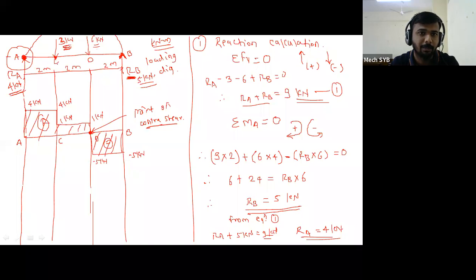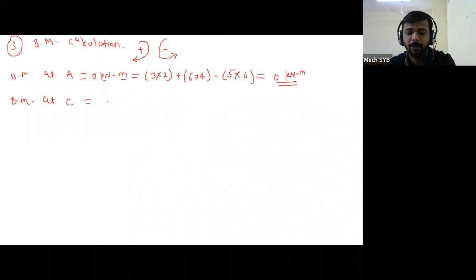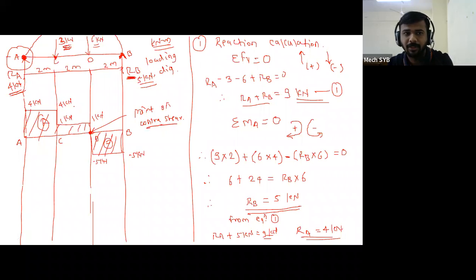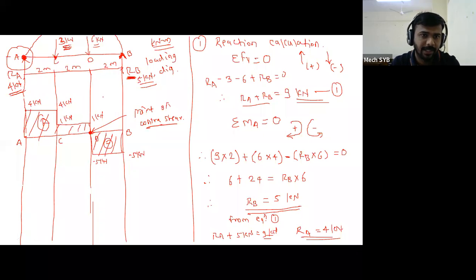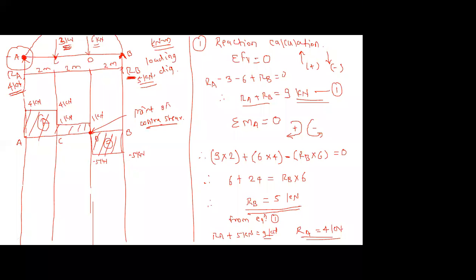While calculating shear force at point C, while calculating shear force at point D, we have taken only left side forces. We have not taken any right side force. The same we have to apply for the BM calculation also. So BM at point C, only one force is there, that is RA. So what is the value of RA? 4 kilonewton. Is it rotating anti-clockwise or clockwise? If I resolve towards point A, it is rotating clockwise.